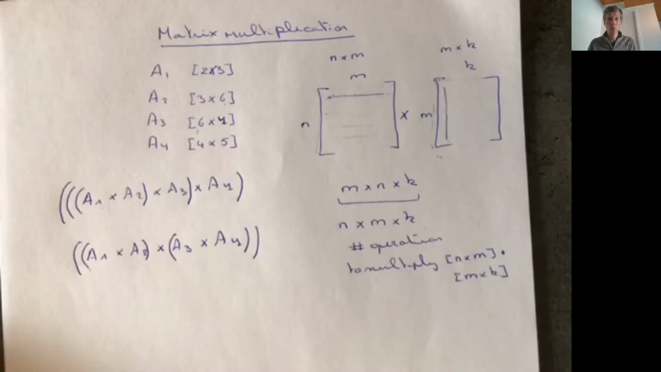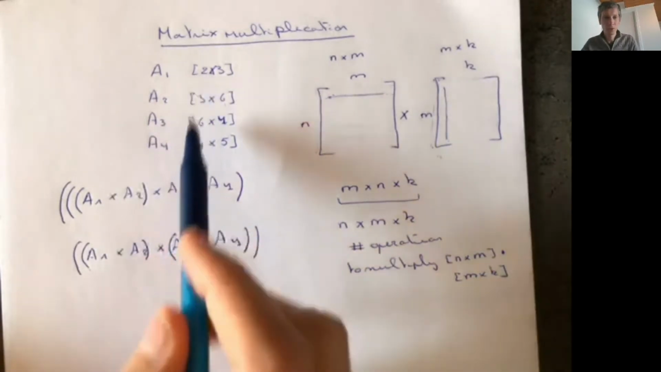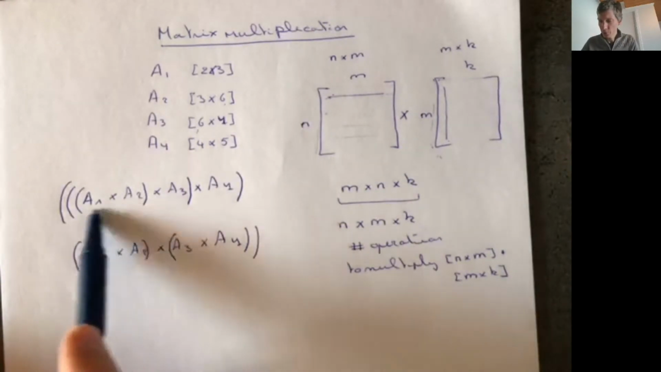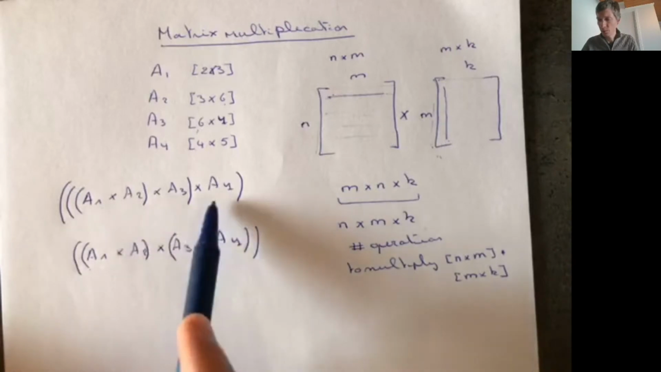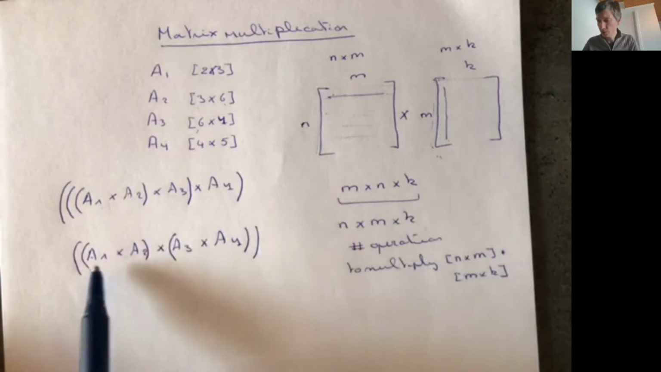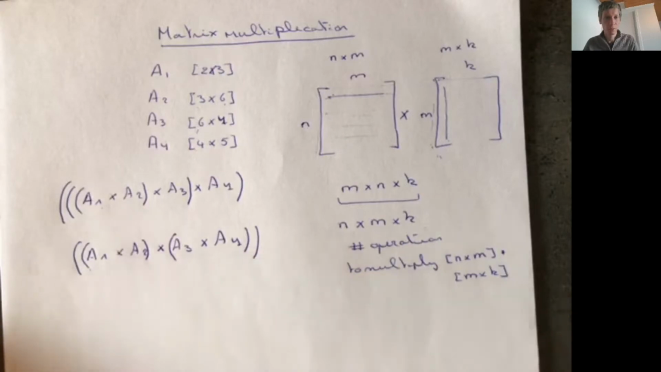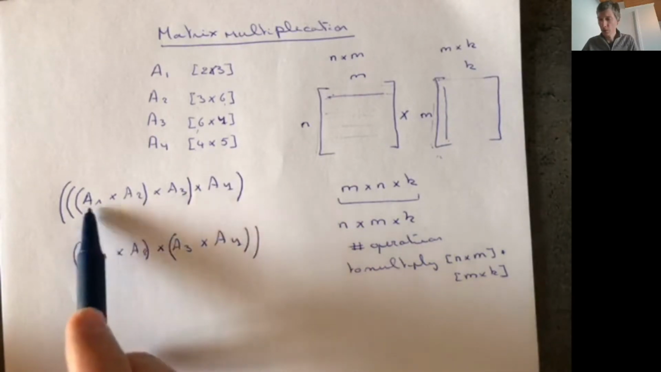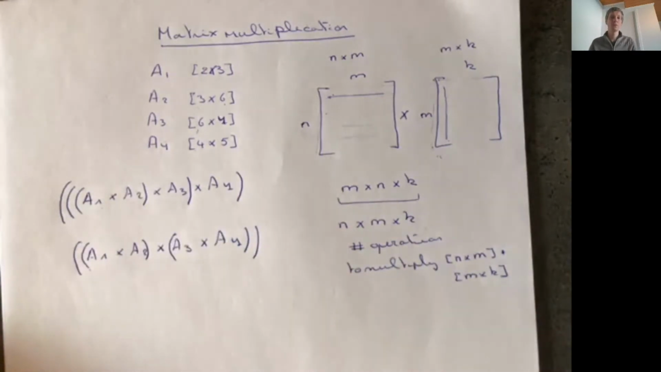So one multiplication might be more efficient than another one, and the question is now how to do this in the most efficient way. Do you first compute this and then multiply the result by this and then the result by this, or do you, for example, first multiply these two together, then these two, and then multiply the result together? Or do you take any other kind of combination? For example, you could first multiply A2 times A3, then the result times A1, and then the result times A4, right? This is another possible combination.